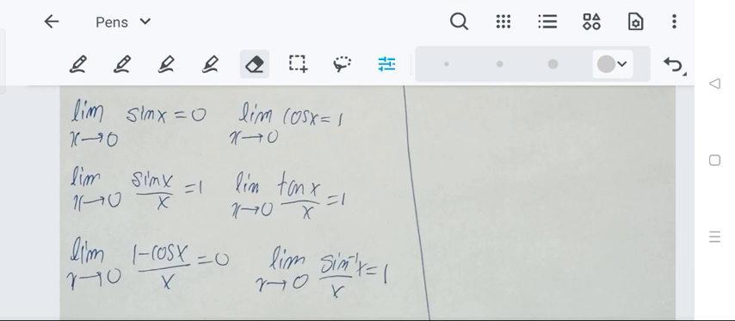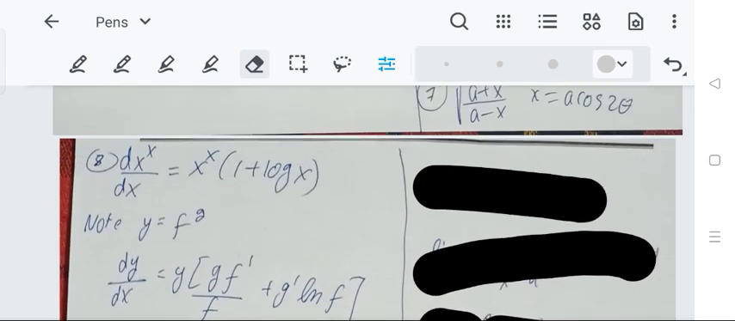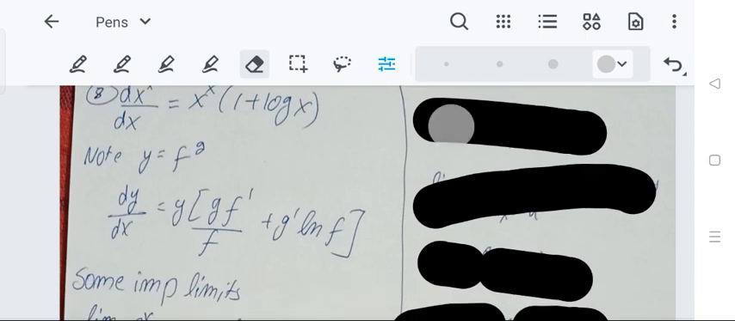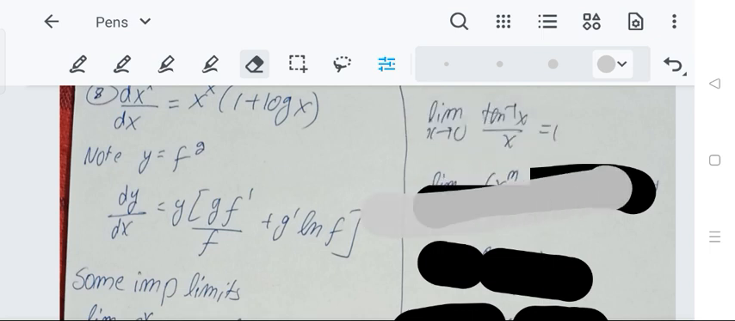Now some inverse limits: if x tends to 0, then limit of sine inverse of x upon x is 1. This limit is very much important. And this limit is also very much important: limit x tends to 0, tan inverse of x divided by x is 1.